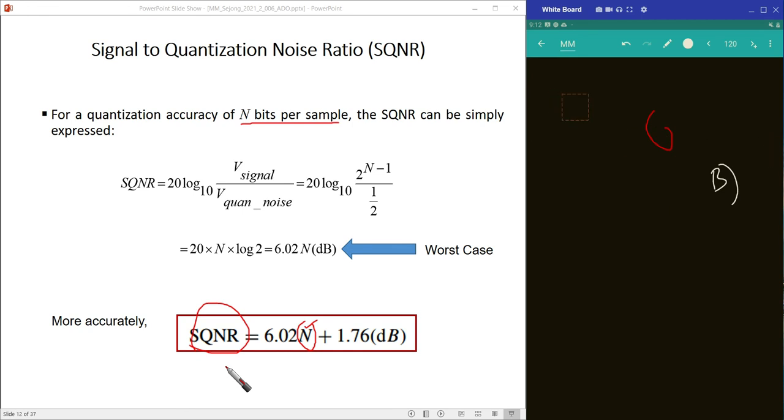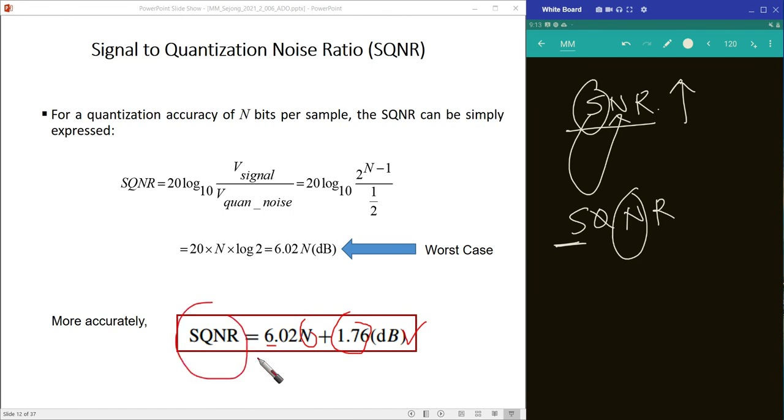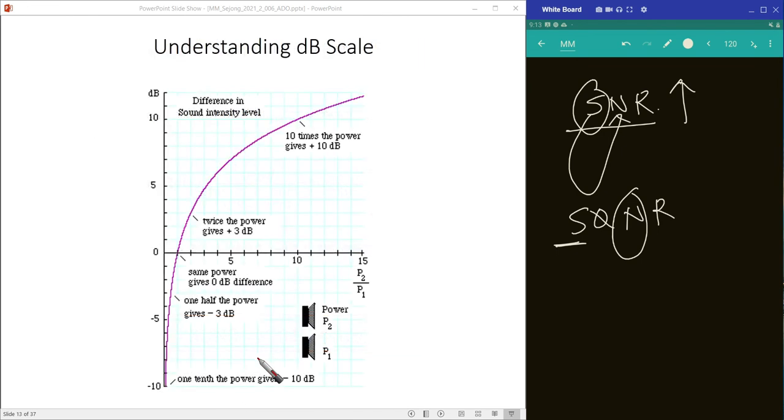Definitely, for better quality, we want the SNR to be very high. SNR very high means your signal power, with reference to noise, is very high. So if you increase signal to quantization noise ratio, you have more signal power compared to your quantization noise. This is the equation you need to know: multiply N with 6.02 and add 1.76, and that in dB gives the signal to quantization noise ratio. Now we are talking about dB scale.